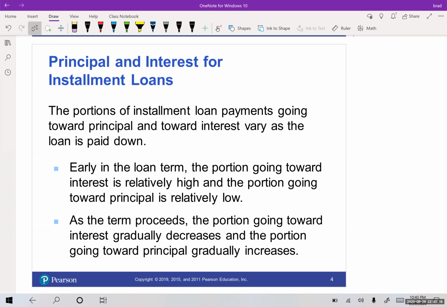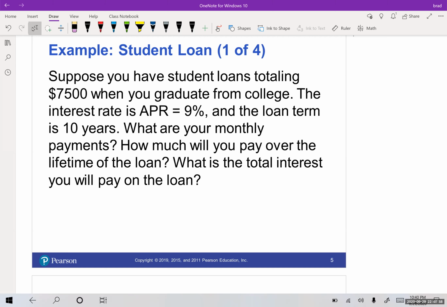Okay, so let's look at a student loan. Suppose you have a student loan totaling $7,500 when you graduate from college. The interest rate is 9% and the loan term is 10 years. They want to know what your monthly payments are, how much you will pay over the lifetime of the loan, and what the total interest you pay on the loan is.